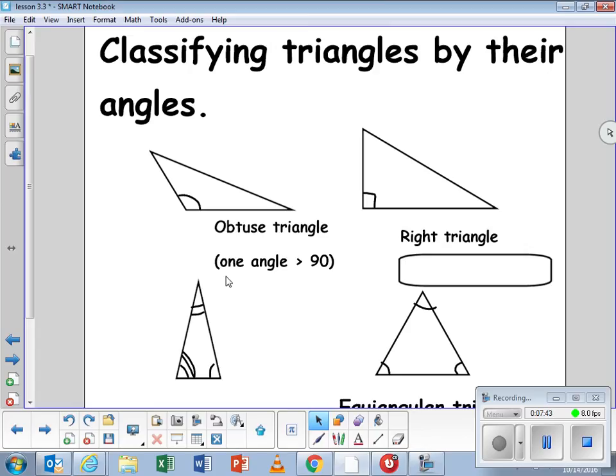So what do you think this says? One angle has to be 90. One angle equals 90. Paul, you have a question? No. Okay.